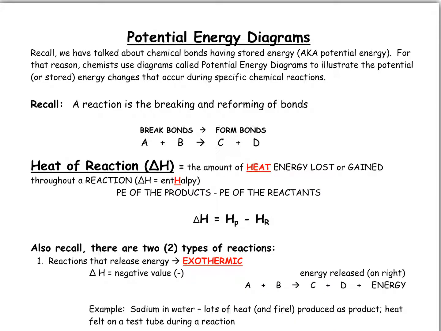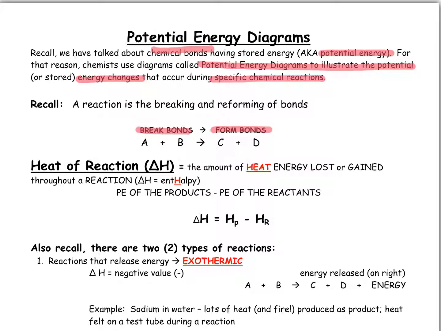Potential energy diagrams. These are going to be our link between kinetics and thermodynamics. Recall, we've talked about the fact that chemical bonds are stored energy, aka potential energy. Because of this, we use potential energy diagrams to illustrate the potential energy, or stored energy, changes that occur during a specific chemical reaction. When we defined a reaction, we said it is the breaking and reforming of bonds. So we break our reactants to form our products.